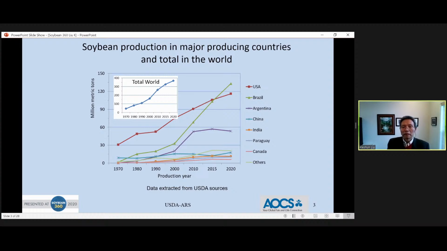Brazil is a leading soybean producer. A couple of years ago, the US was leading soybean production. Now Brazil has surpassed the US as the number one soybean producer, followed by the US, Argentina, China, India, etc.